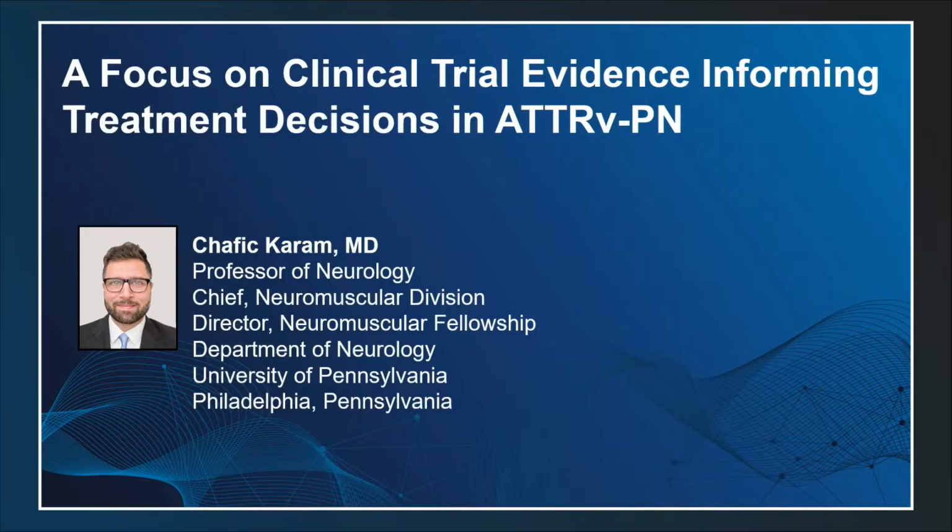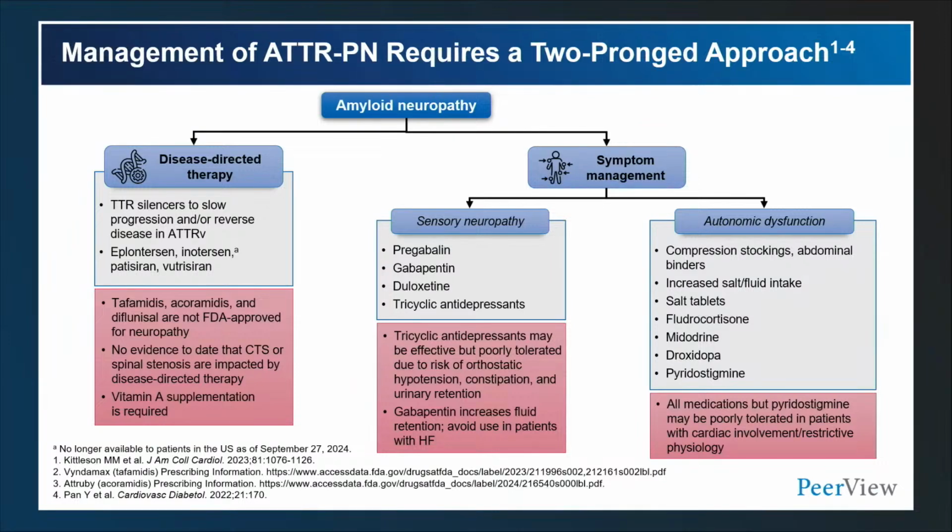Okay, so let's talk a little bit about the clinical trials informing treatment decisions in ATTR polyneuropathy. So you have diagnosed your patient with amyloid polyneuropathy. There's two things that you need to do: make sure that the disease doesn't progress and that the amyloid doesn't spread, but you also want to improve the quality of life by treating the symptoms. So we're going to talk mainly about the disease-directed therapy, but for the neuropathy, it's really symptomatic management with pain medication. For the autonomic dysfunction, you're going to treat the orthostatic hypotension, the GI issues, and so forth.